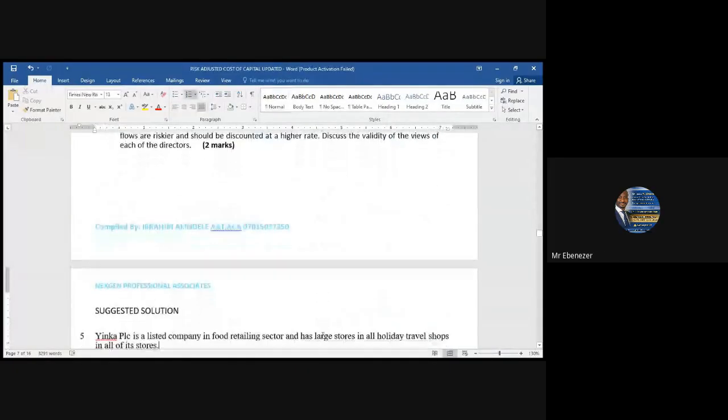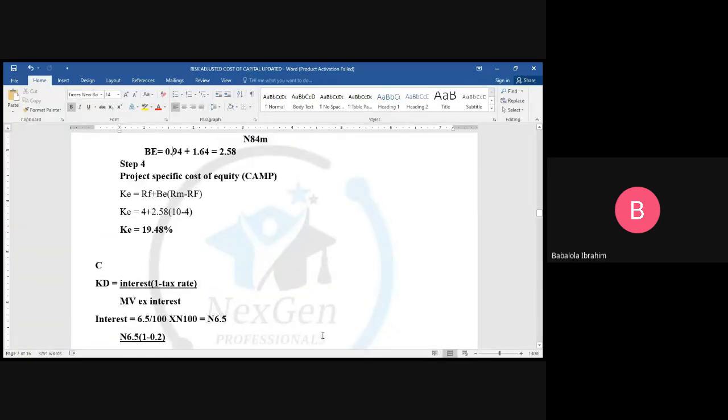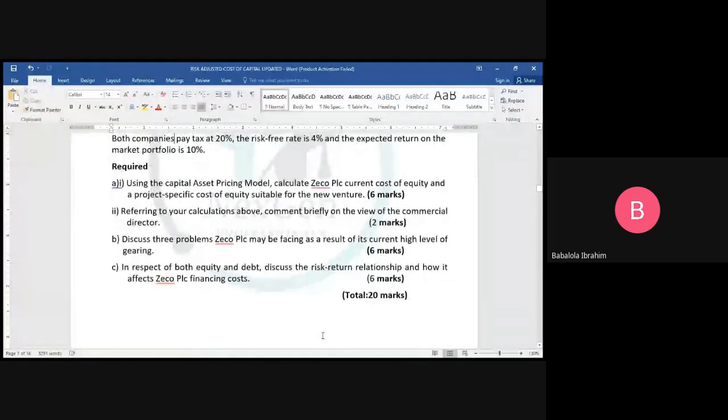We have question 3. There is something I want to understand here. They didn't say that we should determine the WACC, only the cost of equity. Is that the reason why they didn't extend the debt portion to become a redeemable debt? Is that the reason why? No, it's not.